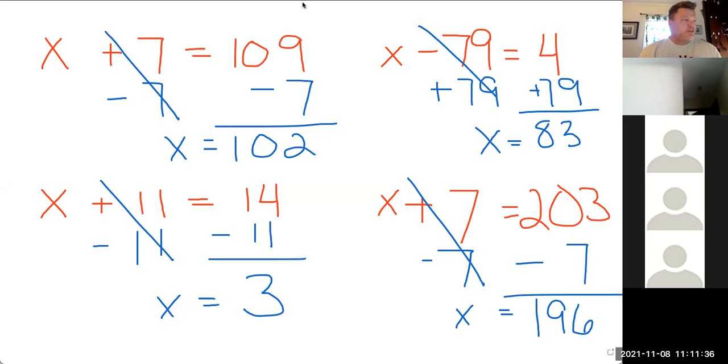Okay, so hopefully these are the answers we got. That's plus and minus. We just do the opposite and then do it on the other side, do math and arts and crafts. We figure out what it is. Now we're going to do multiplying and dividing.